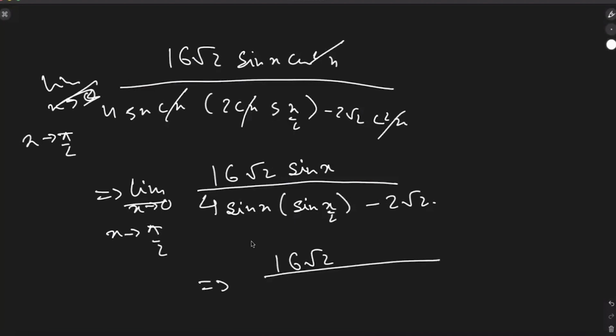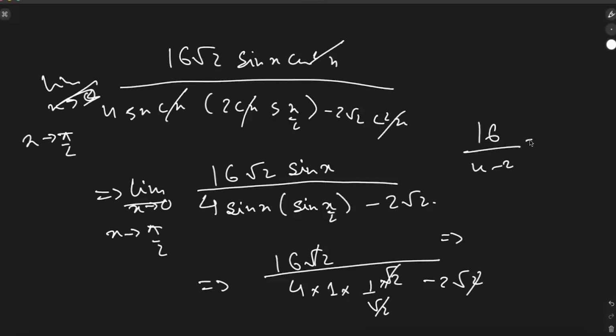I can just solve this one. So it will be 4 into 1 into 1 upon under root 2. And there's a 2 as well over here. Minus 2 under root 2. So under root 2 will cancel out. I'll be left with 16 into 16 divided by 4 minus 2. So 16 upon 2, the answer is 8.